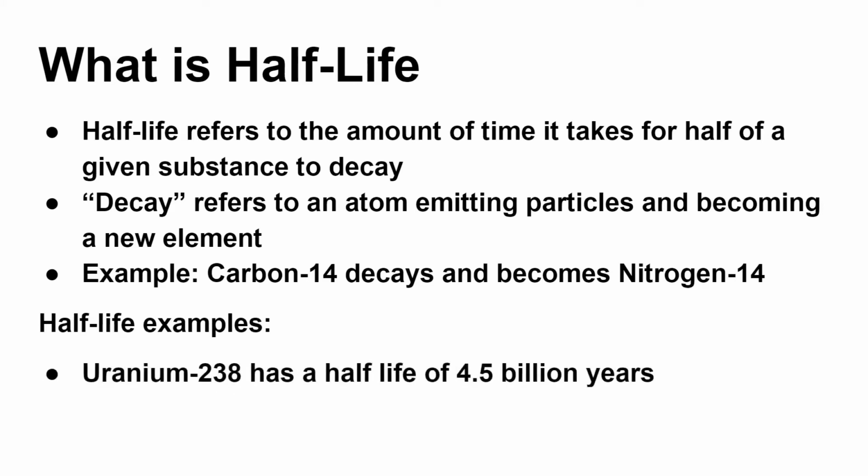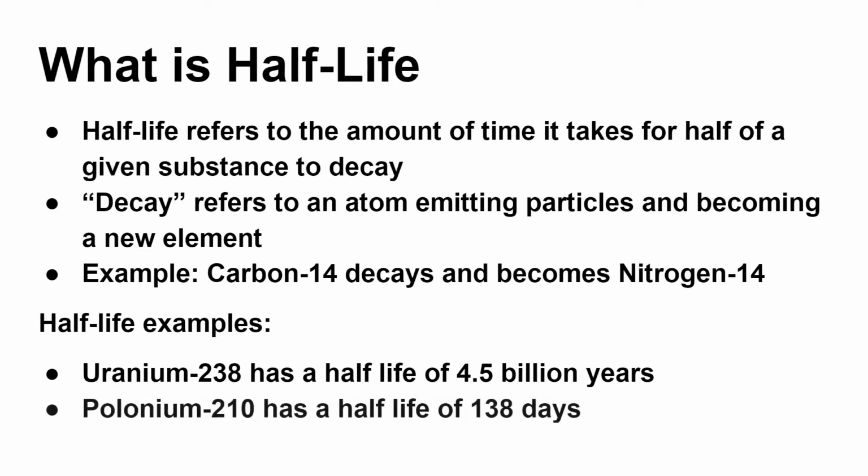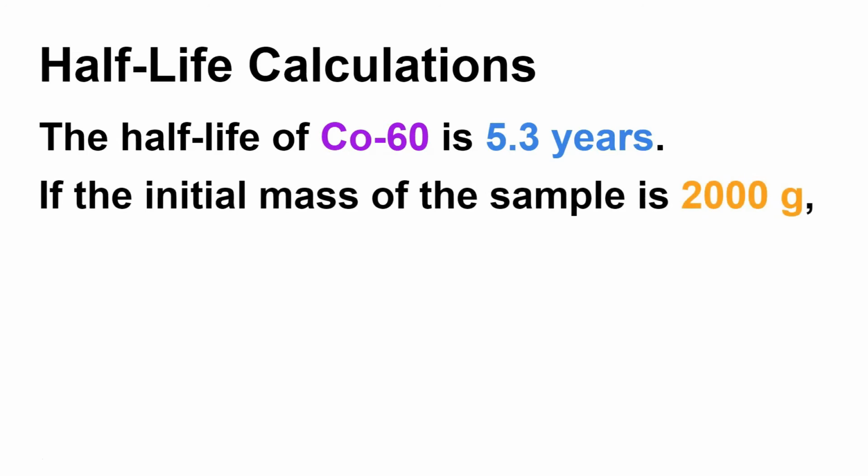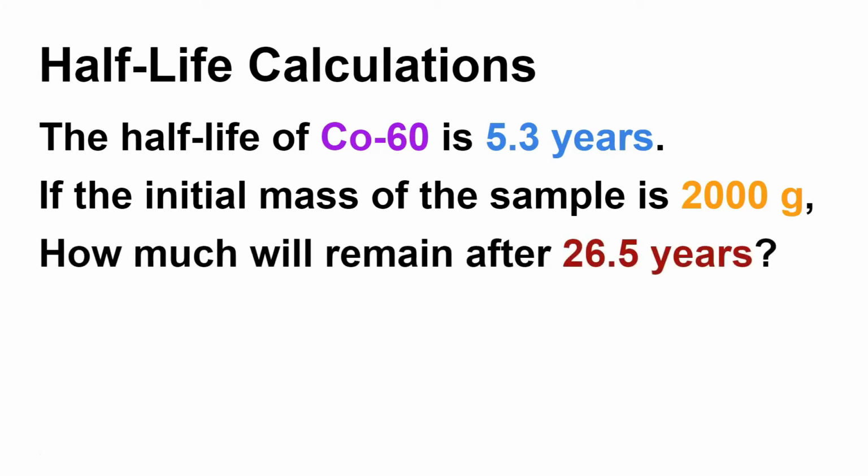Half-life examples: uranium-238 has a half-life of 4.5 billion years. Polonium-210 has a half-life of 138 days. Let's take a look at some examples. The half-life of cobalt 60 is 5.3 years. If the initial mass of the sample is 2,000 grams, how much will remain after 26.5 years?